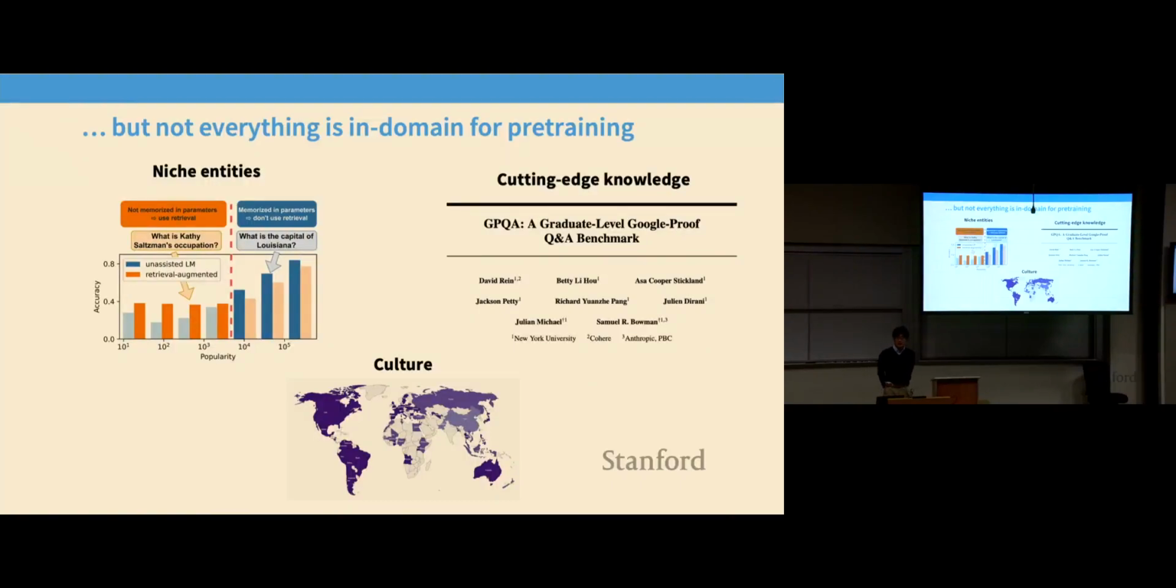But as these entities get less and less popular, as you go to the left of this plot, your unassisted language model does worse and worse, and retrieval augmentation starts to do better. So there's a pretty clear correlation between the popularity of entities and how well these models do. And so that might make you think about the pre-training data. What are people building the LMs really interested in?